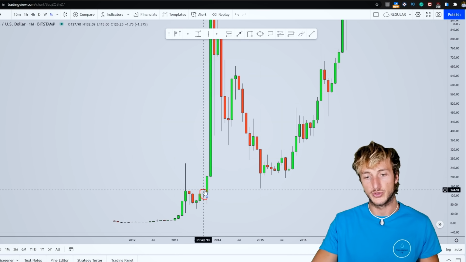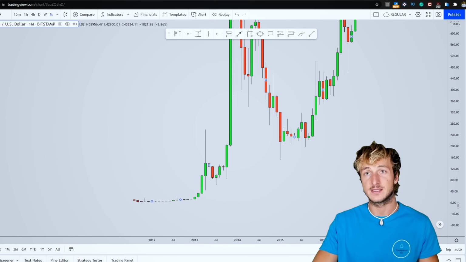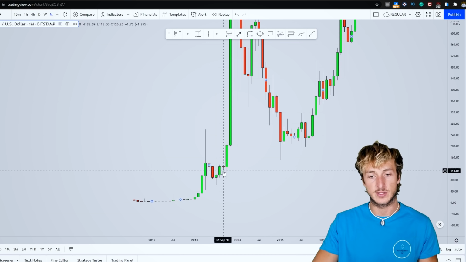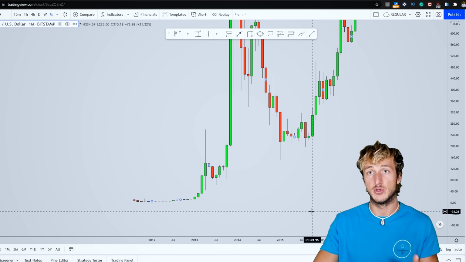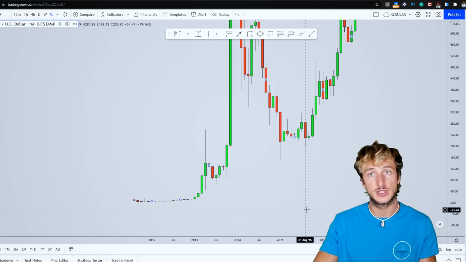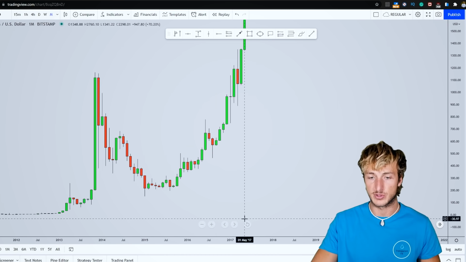So what I'm trying to show you here is that there is a very high probability that we are seeing exactly the same cycle that we had in 2013, where we get a bearish September, and then October and November we get a huge explosion to the upside. Okay, so I'm very bullish till the end of the year for Bitcoin, at least personally.